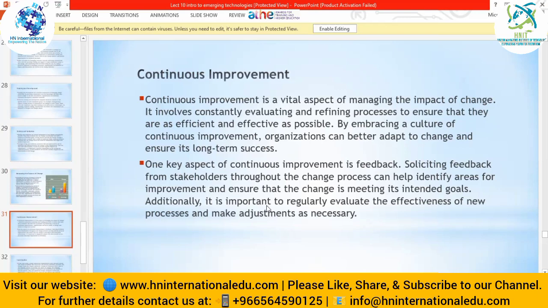Soliciting feedback from stakeholders throughout the change process can help identify areas for improvement and ensure that the change is meeting its intended goals. Additionally, it is important to regularly evaluate the effectiveness of new processes and make adjustments as necessary.